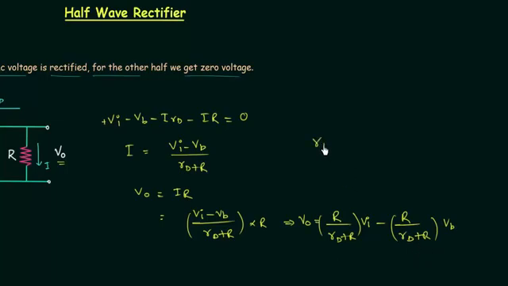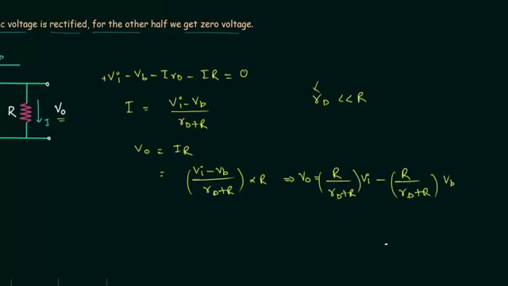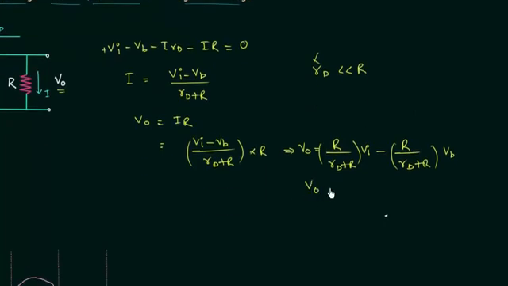Generally, the diode resistance RD is smaller than the load resistance R, and we can neglect the diode resistance RD, and once we neglect it, the output voltage VO is equal to Vi minus VB. This is what we have in case of positive half cycle. The output voltage is equal to input voltage minus barrier potential, and VB is equal to 0.7 volts for silicon and 0.3 volts for germanium.